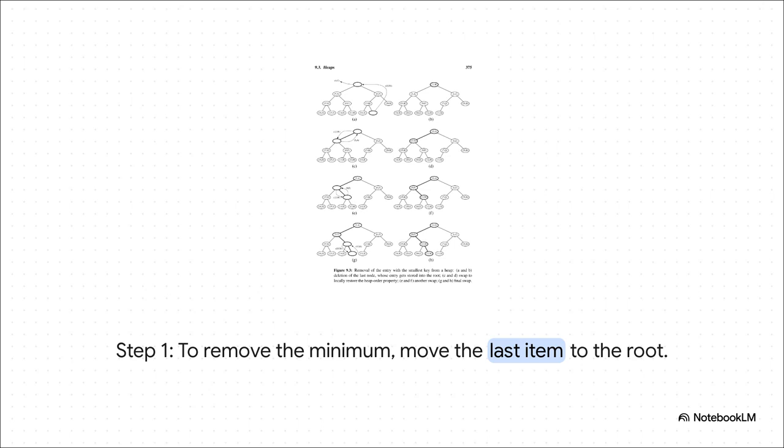But what happens when we finish that top priority task? We just pluck it off the top, but that leaves a big, empty office at the CEO level. To keep our structure intact, we do something that seems kind of weird at first. We take the very last employee in the company, the item at the very end, and we promote them all the way to the top.